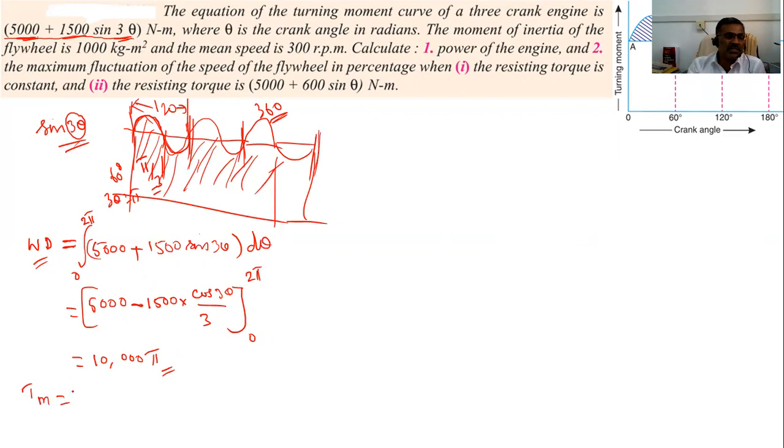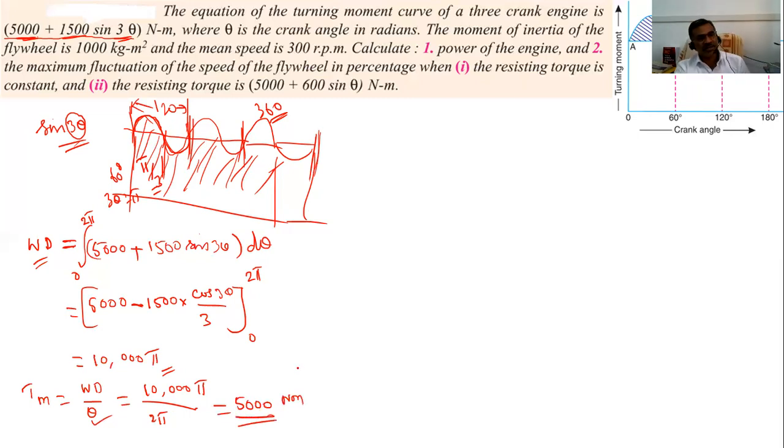So now we have to calculate the T mean. T mean means work done by theta. T mean into theta is work done. Here we are calculating T mean, that is work done by theta. Work done is 10,005 divided by how much theta you have to put. Here we have taken 3 cycles, that is 120 plus 120 plus 120. So you have to put 2 pi. If you put 2 pi, you will get 5000 Newton meter. So mean torque is 5000 Newton meter.